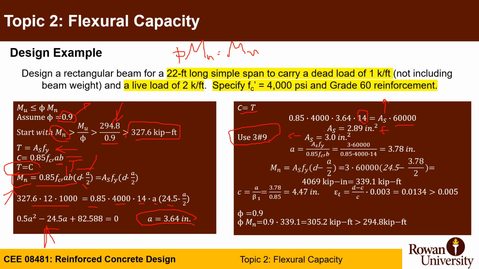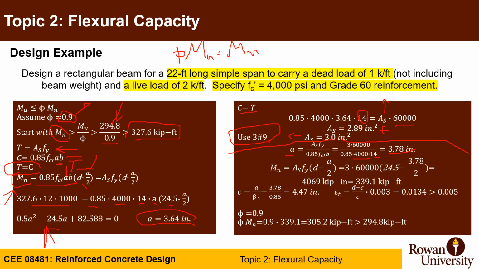Now we can start the check process from here. It is exactly similar to topics 1-1 and 2-1 and 2-2, where we get the nominal flexure strength. So A is As F yield divided by 0.85 F prime C B. You have 3 square inches for As, times 60,000 psi, divided by 0.85, divided by 4,000, divided by 14. 4,000 is for F prime C. 14 is the width B. This gives you A as 3.78 inches.